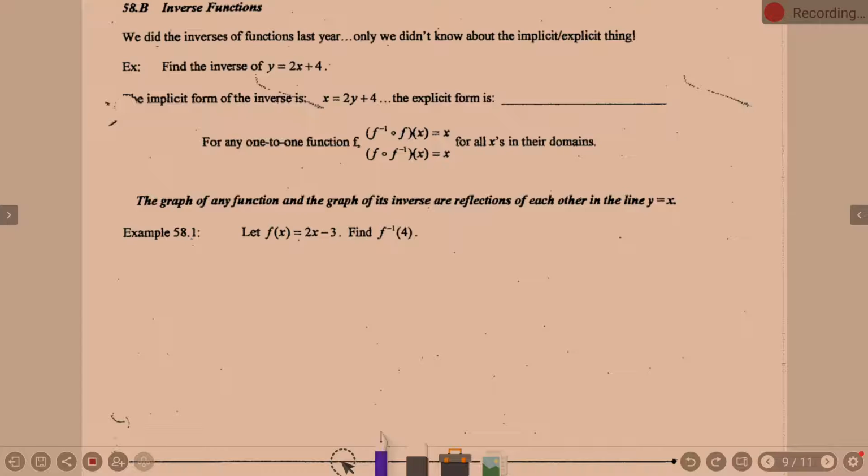And so you'll notice right here, the implicit form of the inverse is x equals 2y plus 4. Okay, that is taking our x and our y and switching them, and that is the implicit form because it's not solved for y. However, when we find inverses, what are you usually expected to do then? We don't usually stop and say x equals 2y plus 4. We usually then solve. So if we have 2y plus 4 equals x, what's this going to be when you solve it for y?